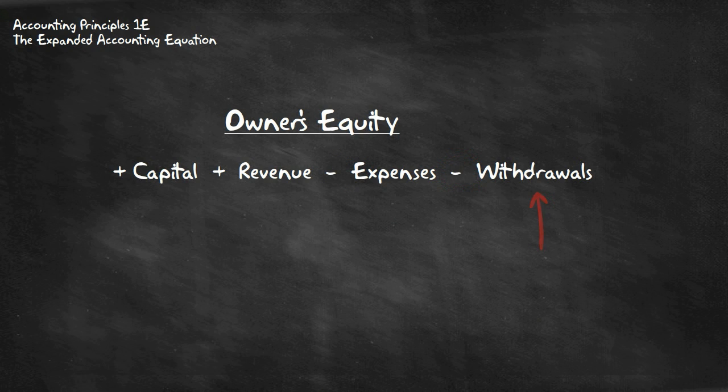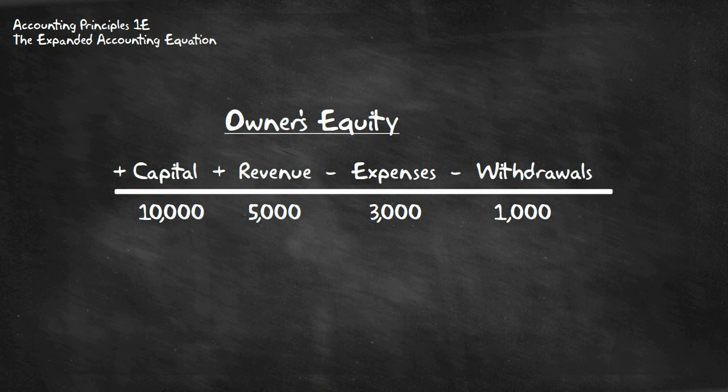Let's say, for example, I had $10,000 in capital, $5,000 in revenue, $3,000 in expenses, and $1,000 in owner withdrawals. How much equity would I have? Well, I would take $10,000 plus $5,000 minus $3,000 and minus $1,000 to get a total equity balance of $11,000.